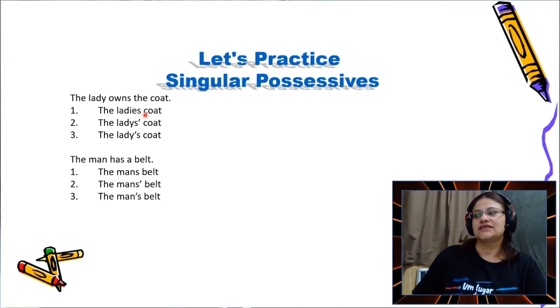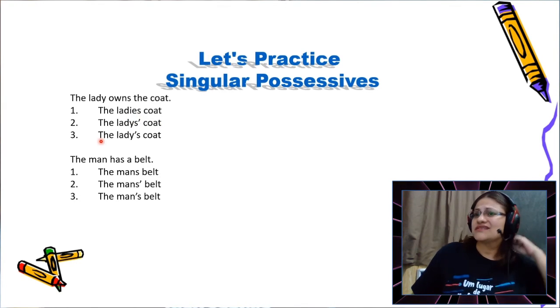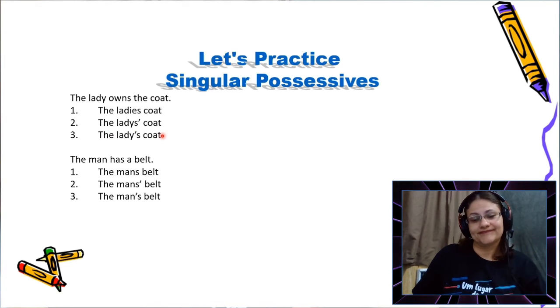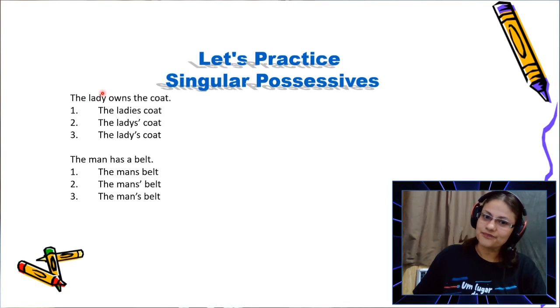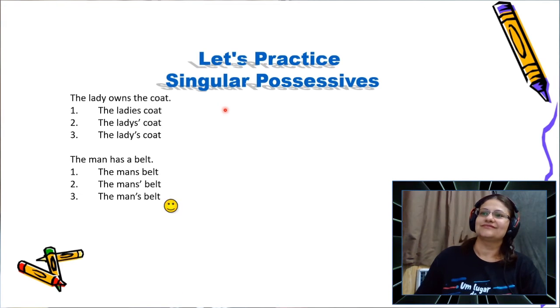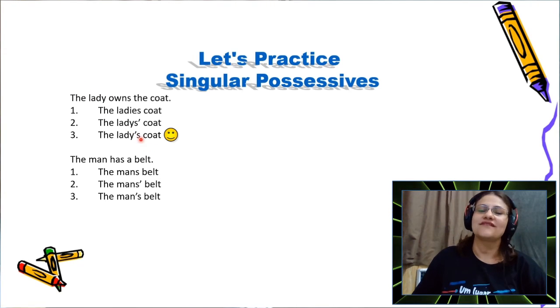Number 1, the ladys coat. Number 2, the lady's coat with an S and apostrophe here. And the lady's coat. Guys, look at the noun. Lady, singular noun. With a singular noun, I just add apostrophe and an S. Okay? So the right answer is number 3, because lady is a singular noun, apostrophe and an S.